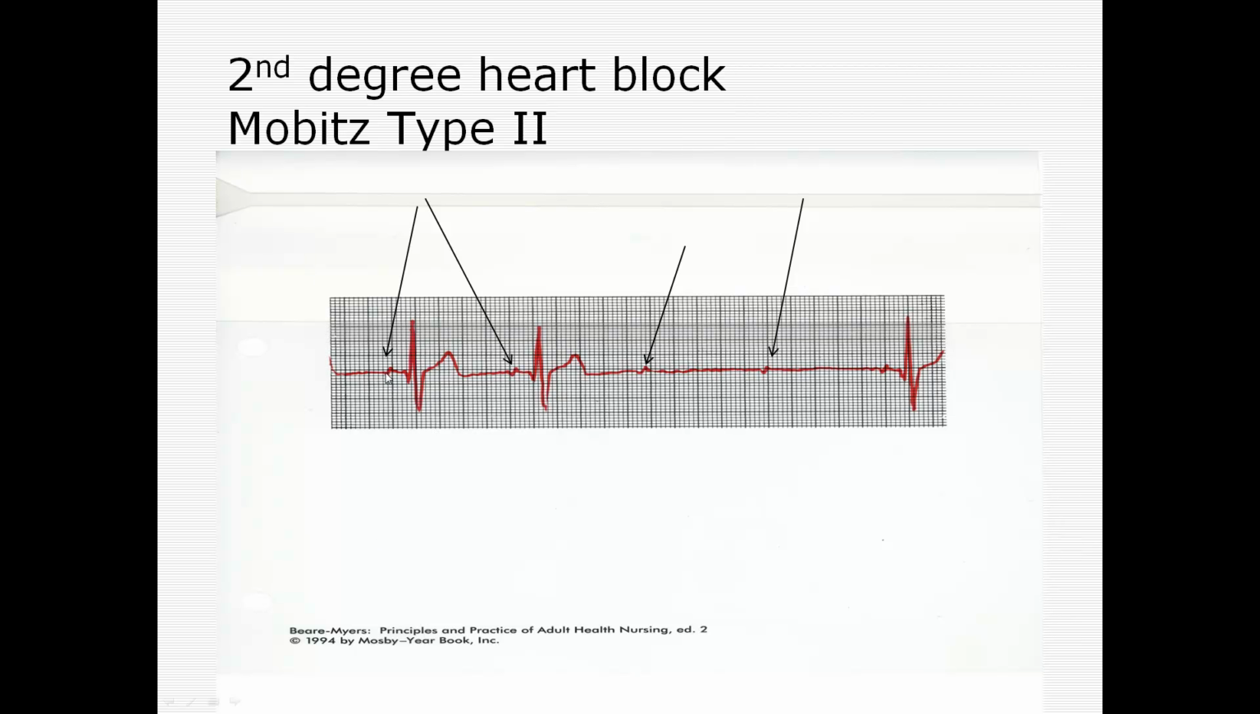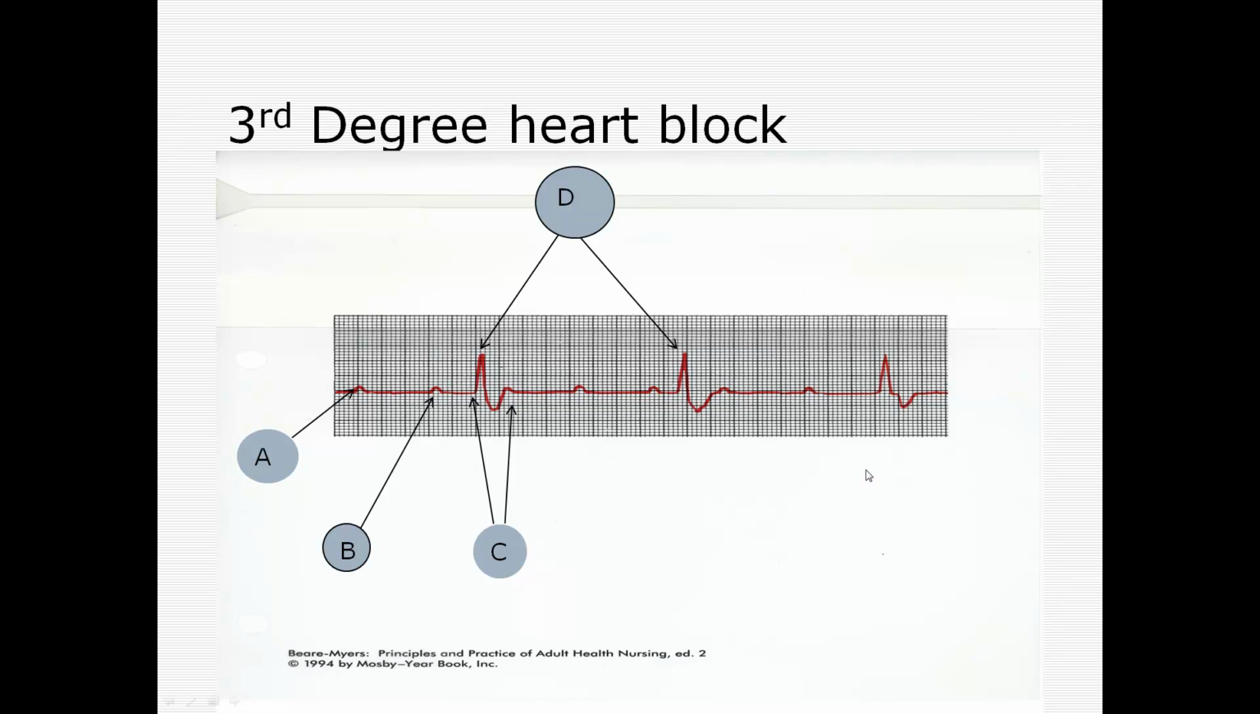So QRS, P wave, QRS, it's the normal length of time here, but they just don't go through. Third degree heart block means the P wave and the QRS aren't even talking to each other anymore, not even communicating. Because of that, the ventricles are going to say, well, I'm not getting a message down from the SA node and the AV node, so I'm just going to do my own thing.